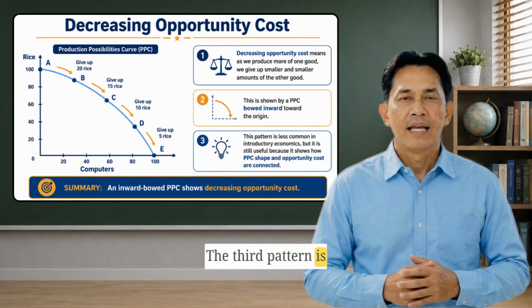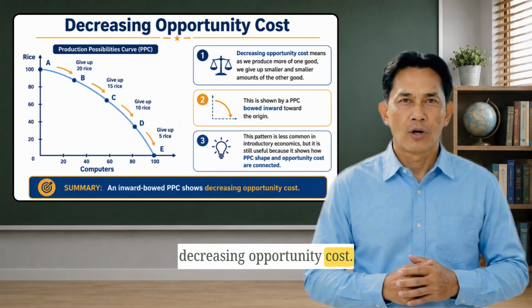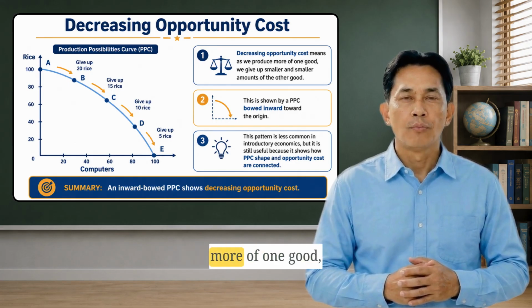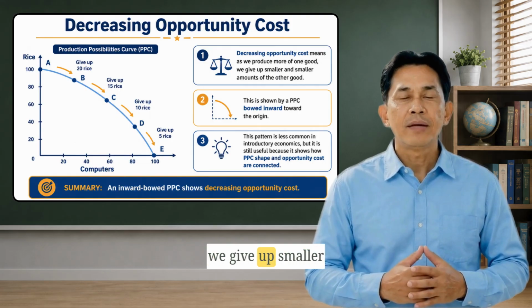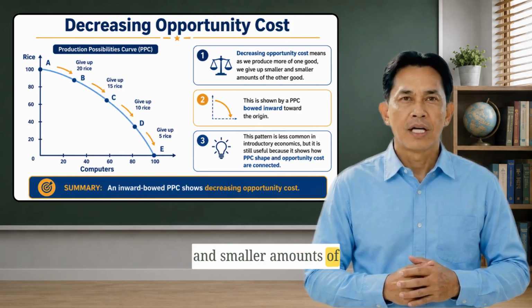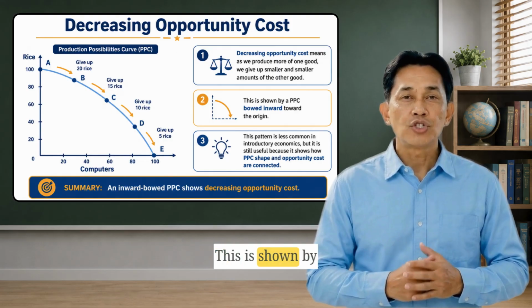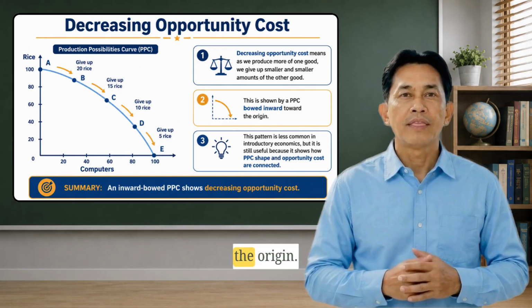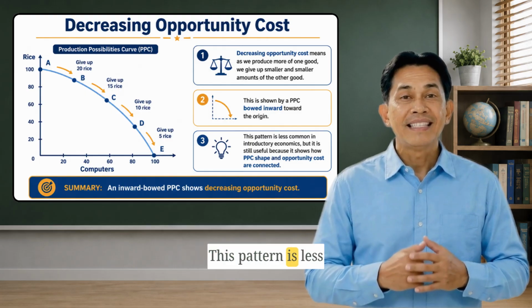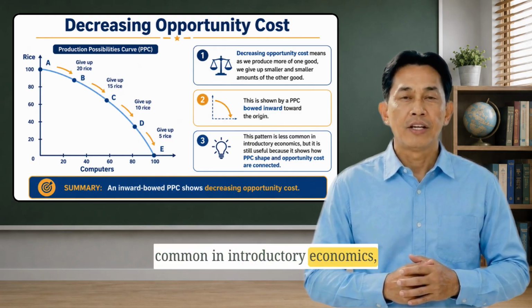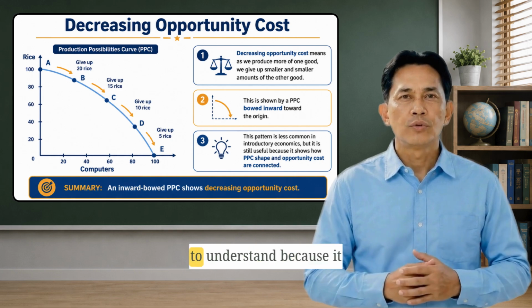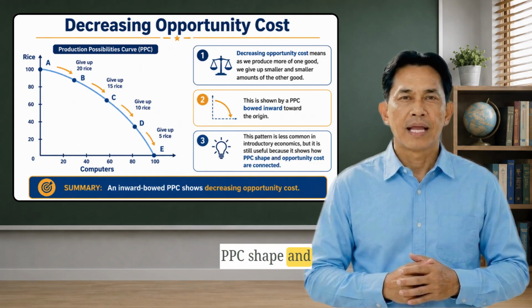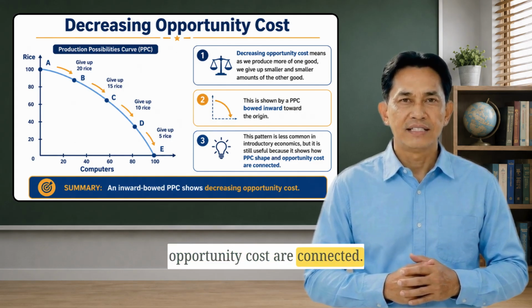The third pattern is decreasing opportunity cost. Decreasing opportunity cost means that as we produce more of one good, we give up smaller and smaller amounts of the other good. This is shown by a PPC that is bowed inward toward the origin. This pattern is less common in introductory economics, but it is still useful to understand because it helps us see how PPC shape and opportunity cost are connected.